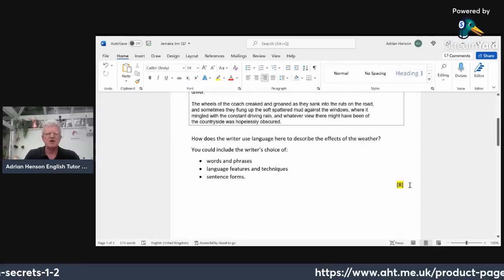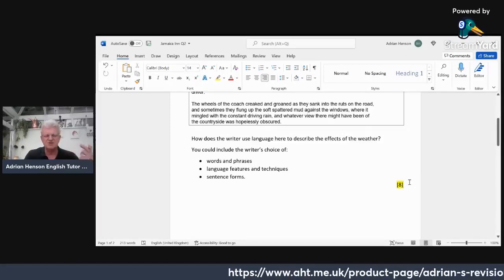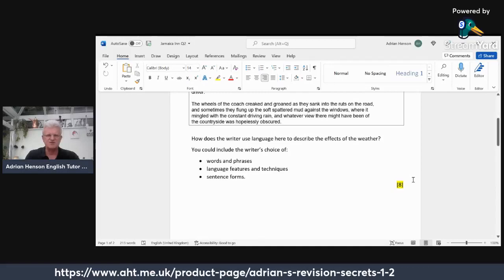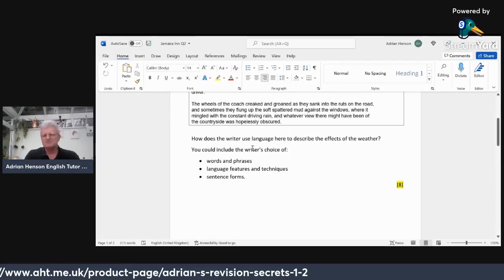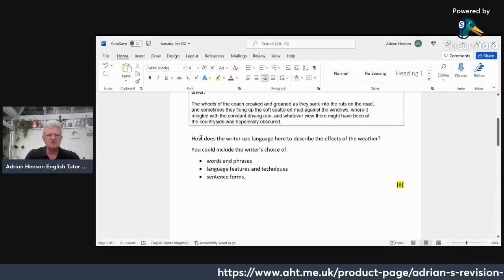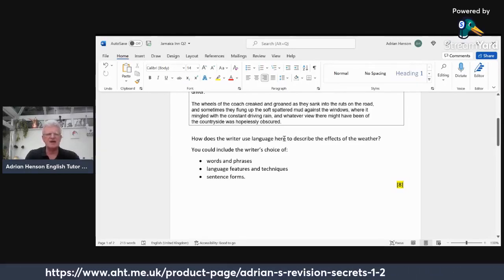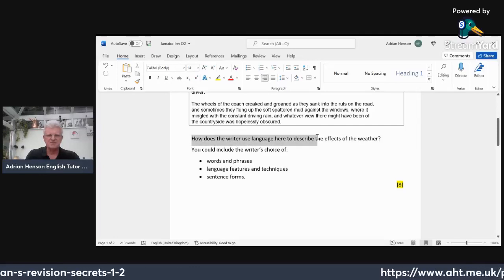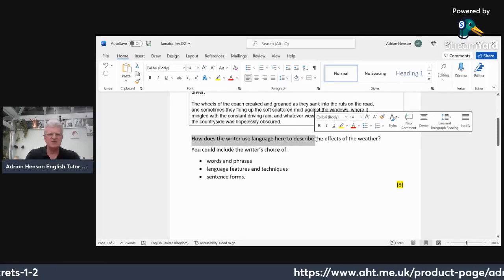It's 8 marks, and as a student I would immediately think I will only spend 10 minutes on this, and that's the first thing. Then we look at the question, and it says, how does the writer use language here to describe the effects of the weather? Now, how does the writer use language here is just a very bland statement. And then, to describe, this part is always in the question.